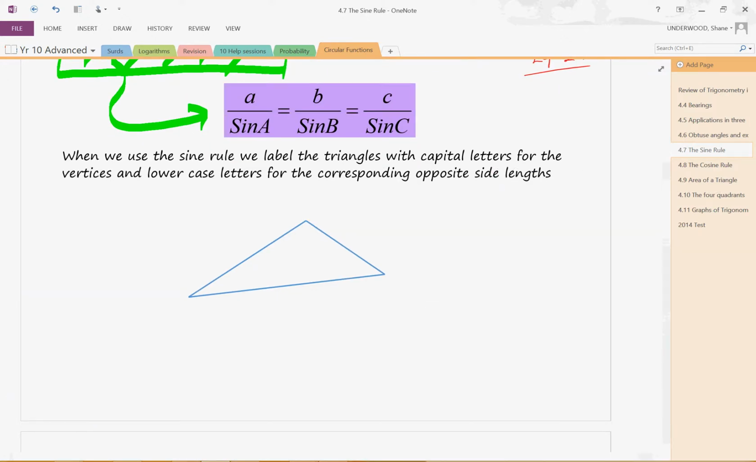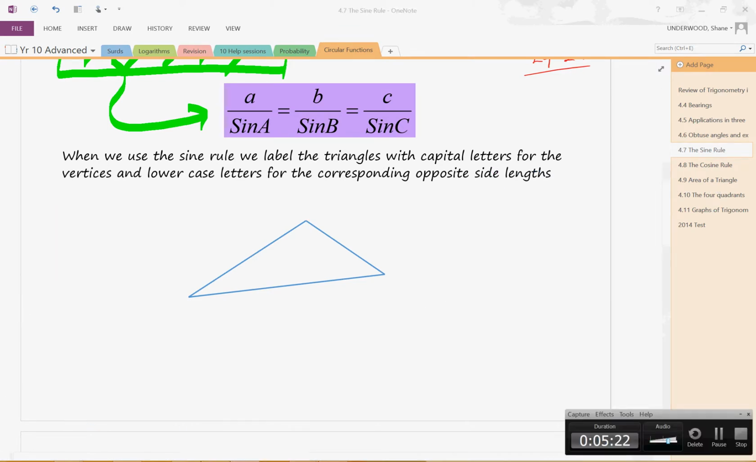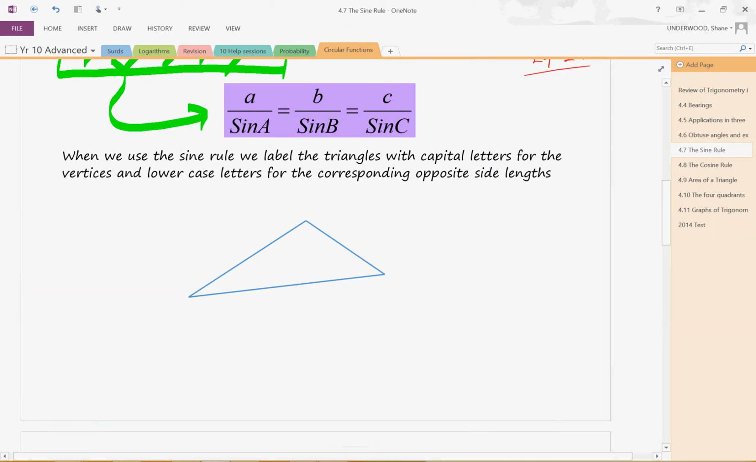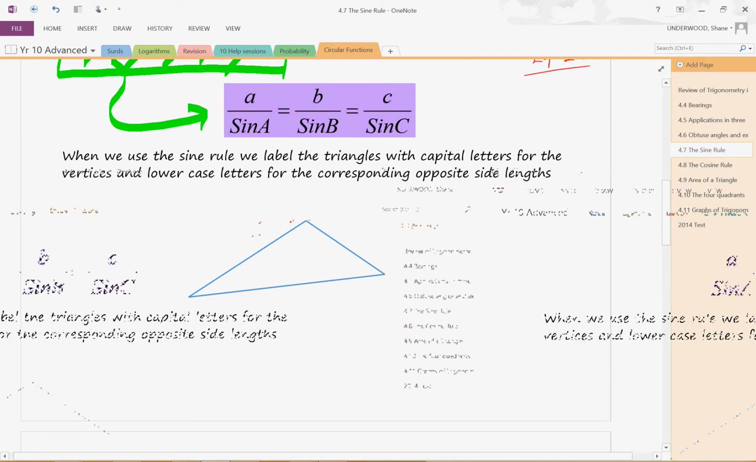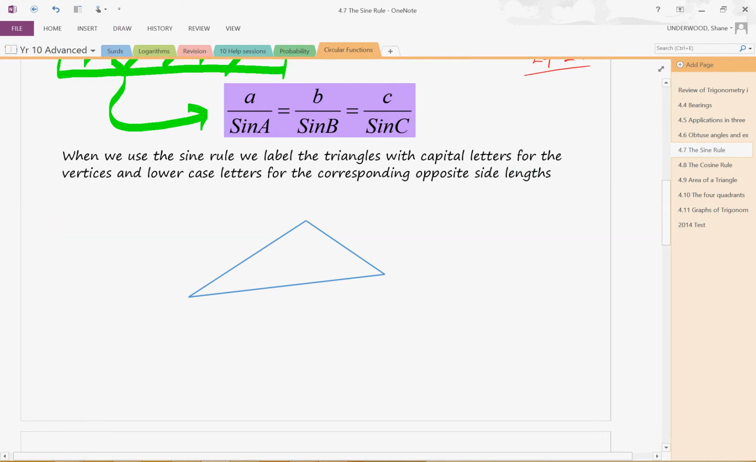Now, when we use the Sine rule, we've got to label the triangle. So this is a really important part. I'm going to pause it here and not have that on video. Paused it. Okay, now, let's have a look at this triangle. First of all, what we're going to do is label it. We've got to label the vertices of the triangle A, B, C. So can you please do that now? We'll just draw this triangle out. This is a non-right-angled triangle.